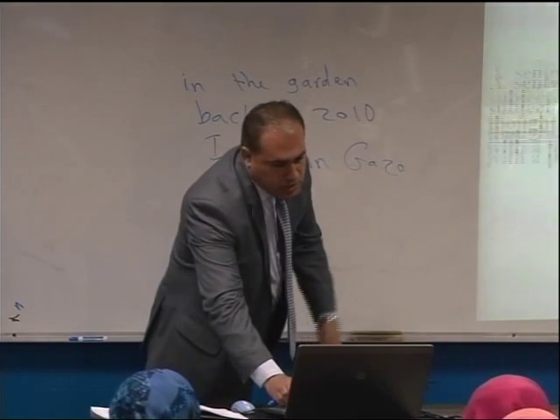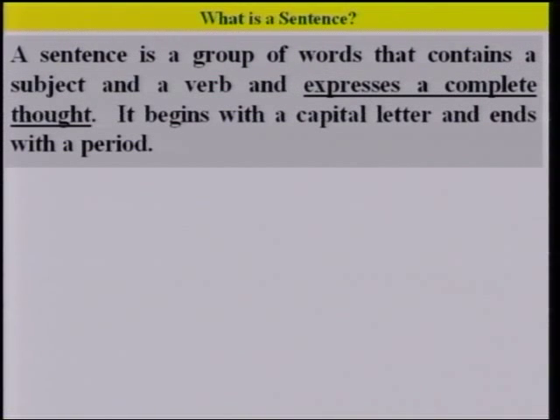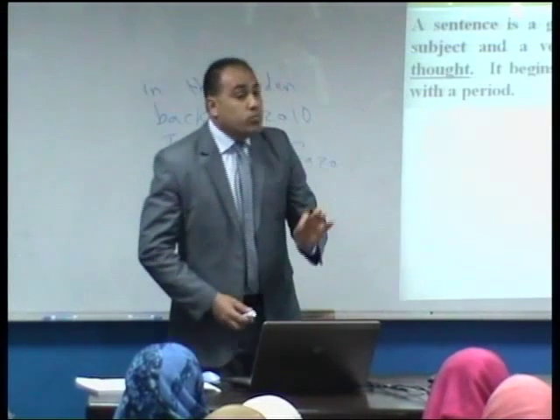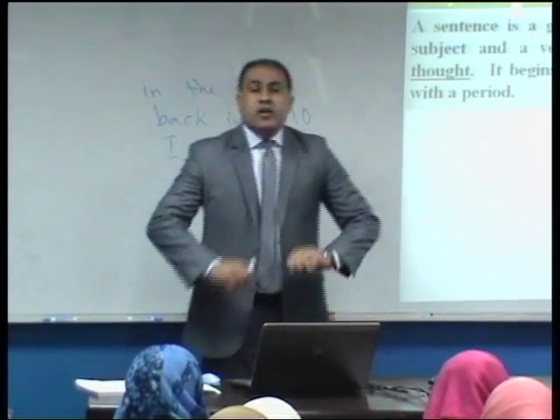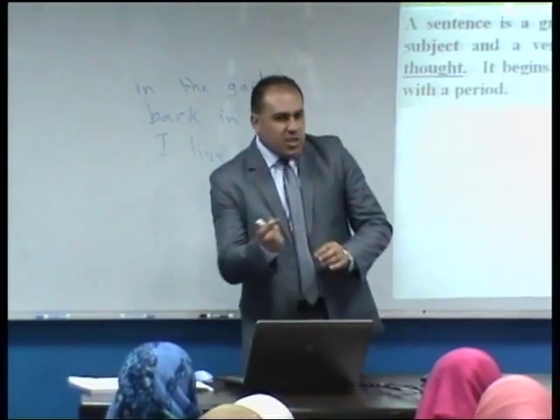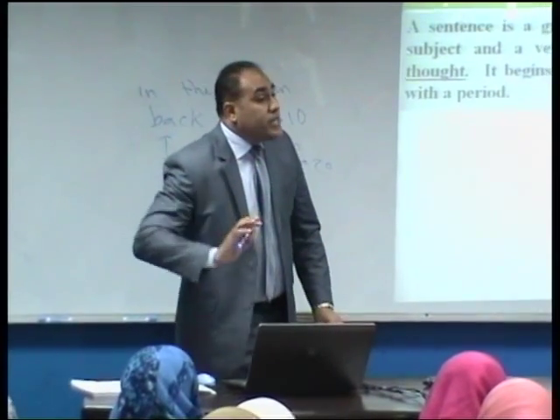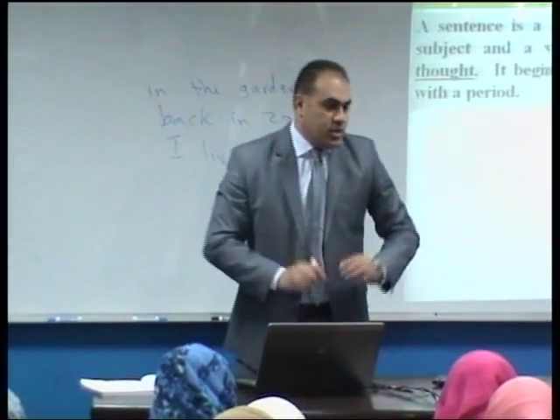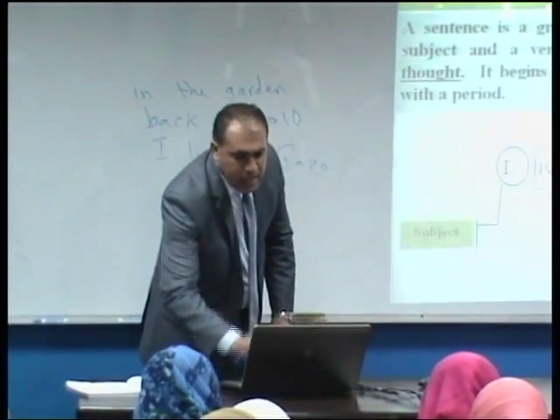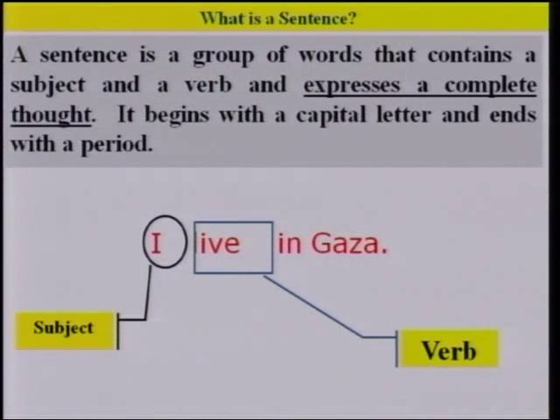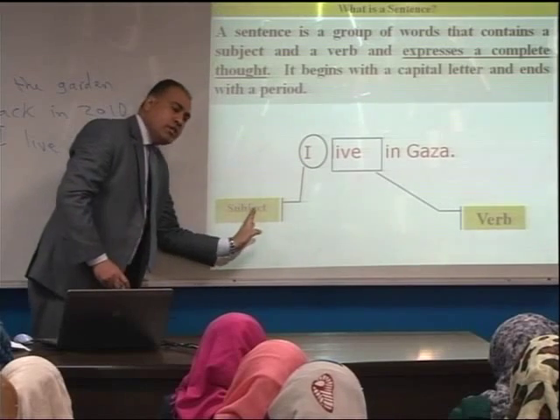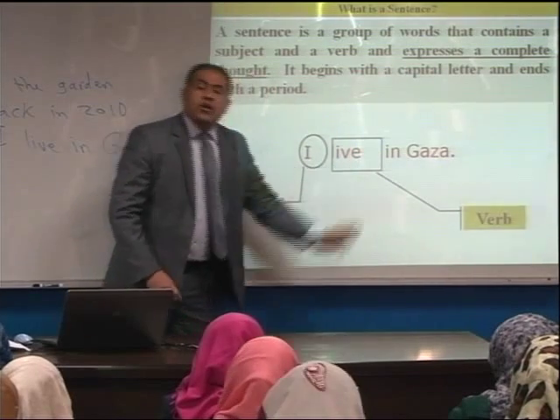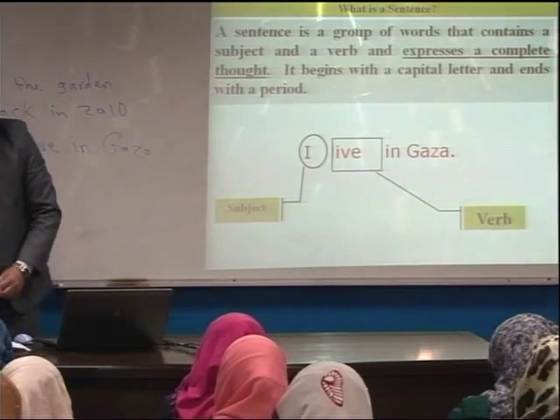Let's see the definition of a sentence, and we'll start from there. A sentence is a group of words that contains a subject and a verb and expresses a complete thought, a complete meaning or a complete idea. From an orthographic point of view, from a writing point of view, it begins with a capital letter and ends with a full stop. This is for punctuation sake. So a sentence like "I live in Gaza" is a sentence because it has a subject and a verb and a complete thought and a complete meaning.